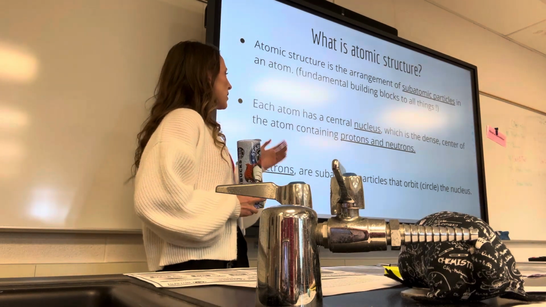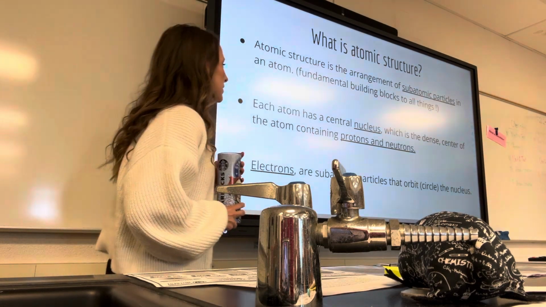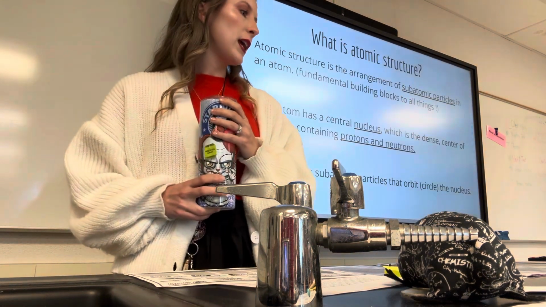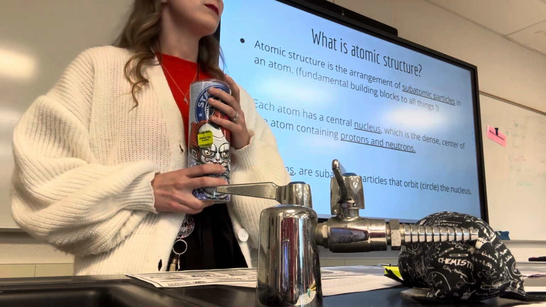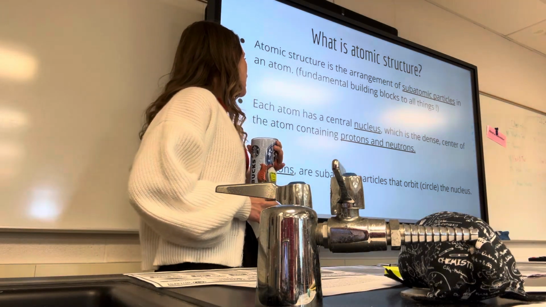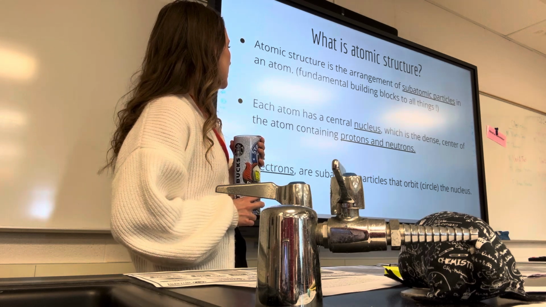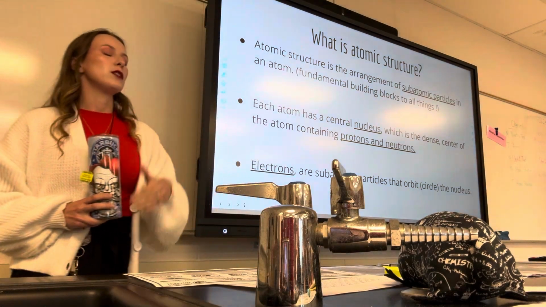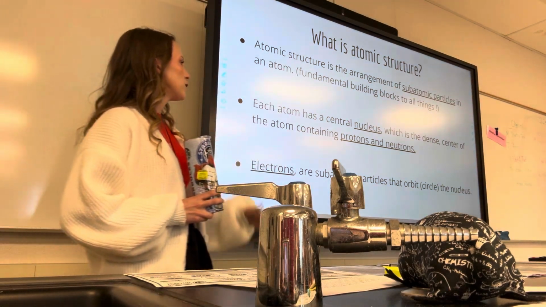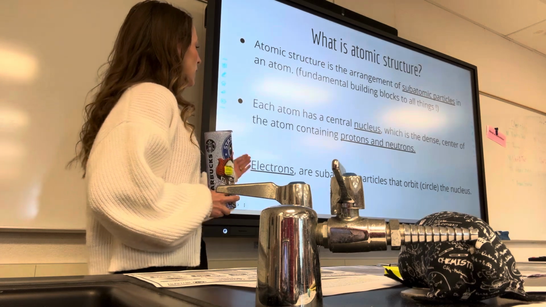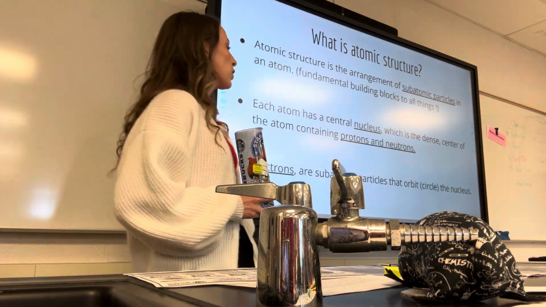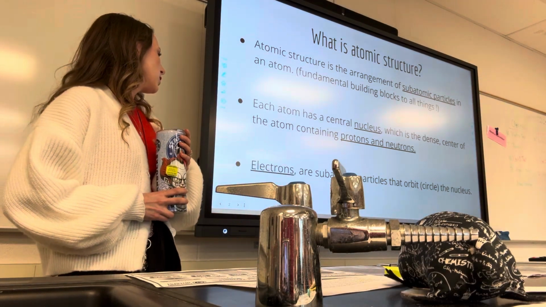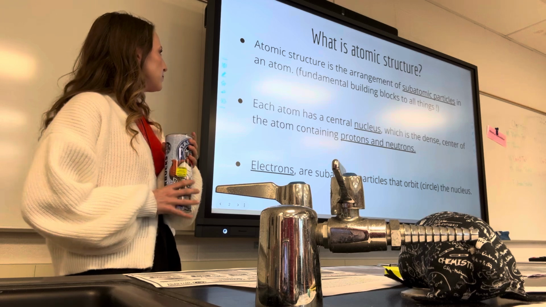Each atom has a central nucleus, which is the dense center of the atom containing protons and neutrons. This gives off a positive charge. We'll also talk in a little bit about how we can know the number of neutrons in each of our elements based off the atomic number. We'll talk about that in the next few slides. And then we have electrons, which are subatomic particles that orbit, or if it helps you out, circle the nucleus. We'll talk a little bit about those on the next slide.